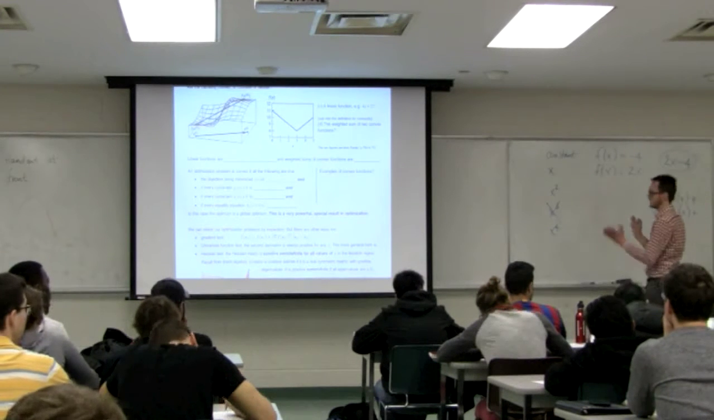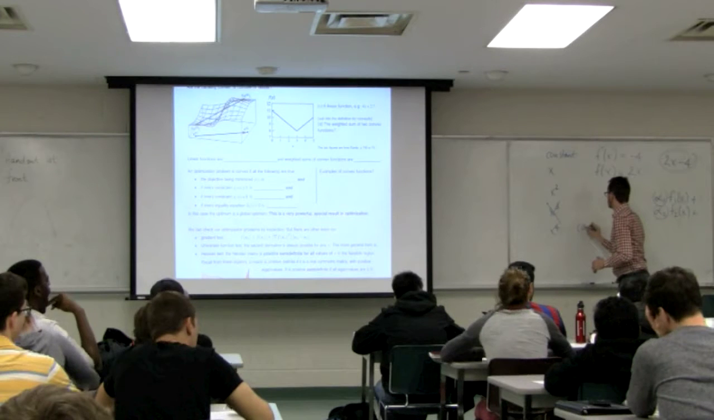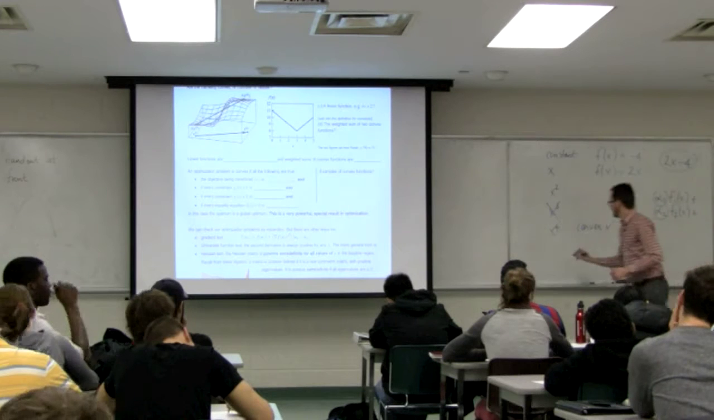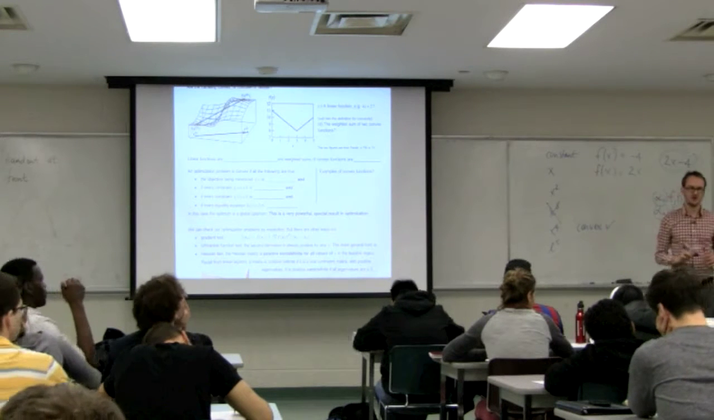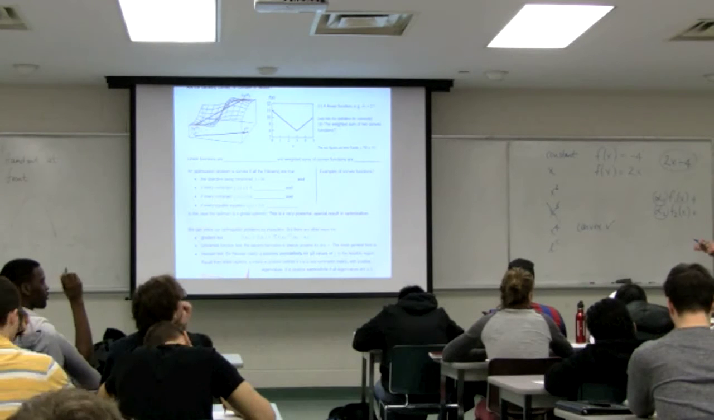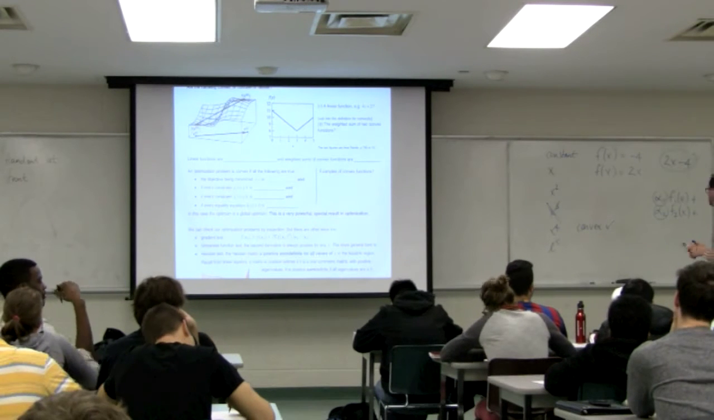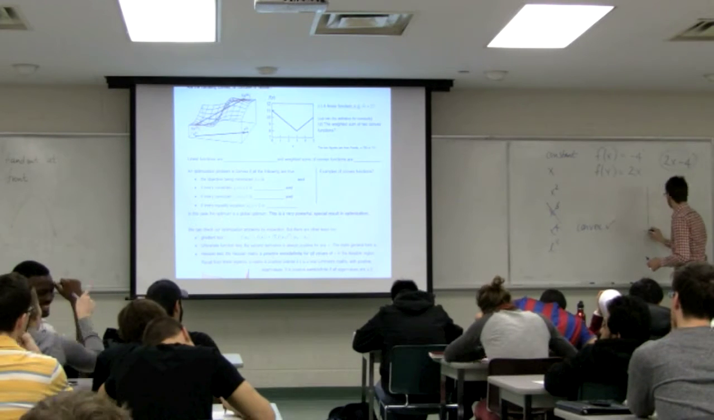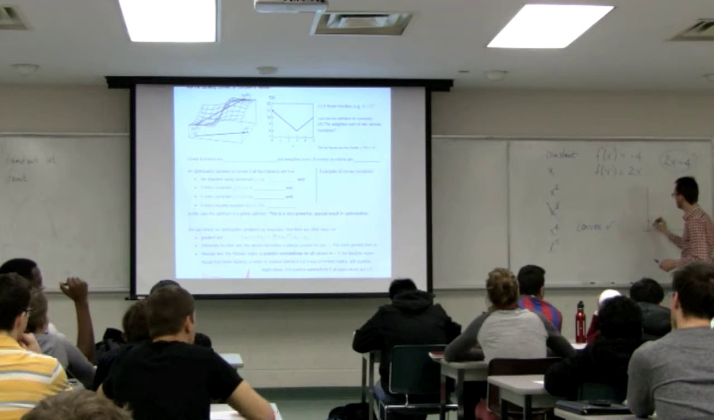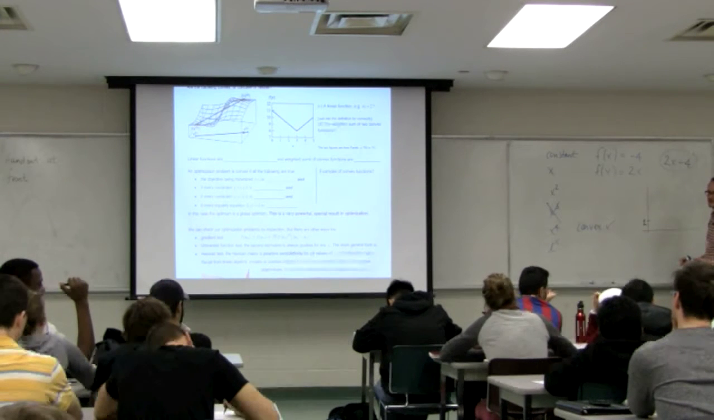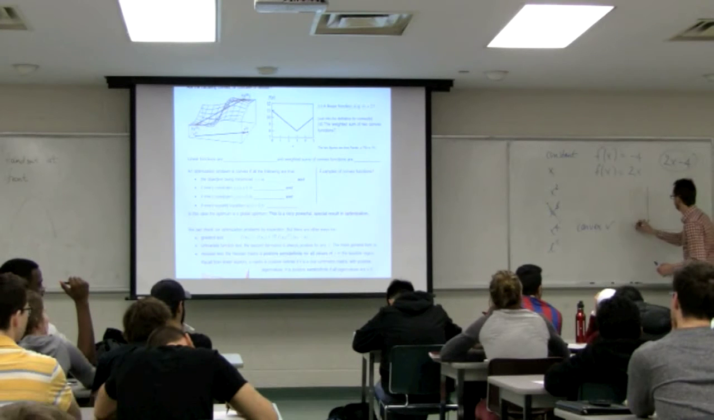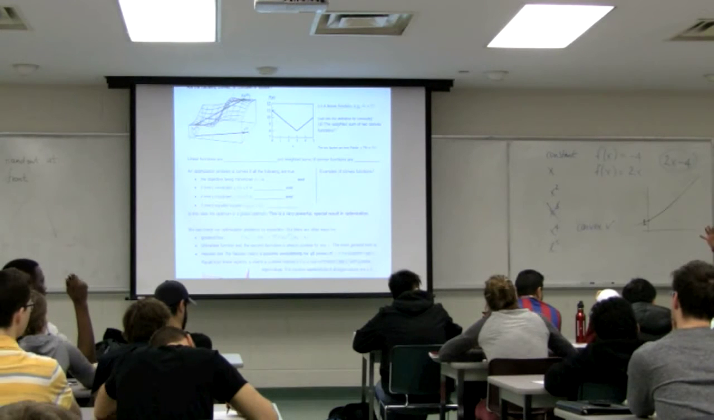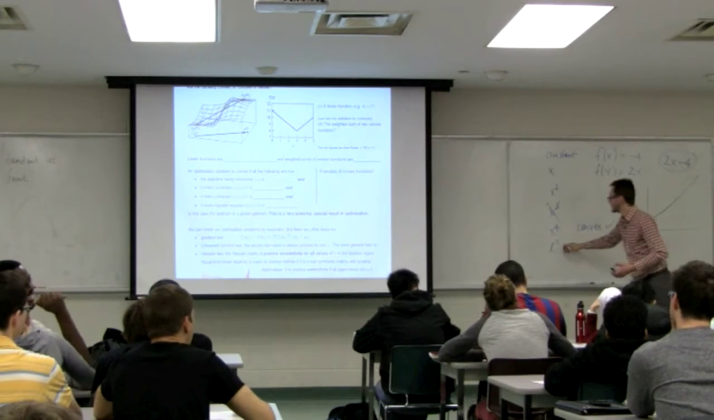X to the 4. It's like a parabola, but just even more steep. So that is convex. Okay. E to the x, the exponent of something. What does the exponent function look like again? Okay, here's a hint. It passes through 1. And then, yeah? Concave or convex? Convex, okay? So exponent functions are convex.